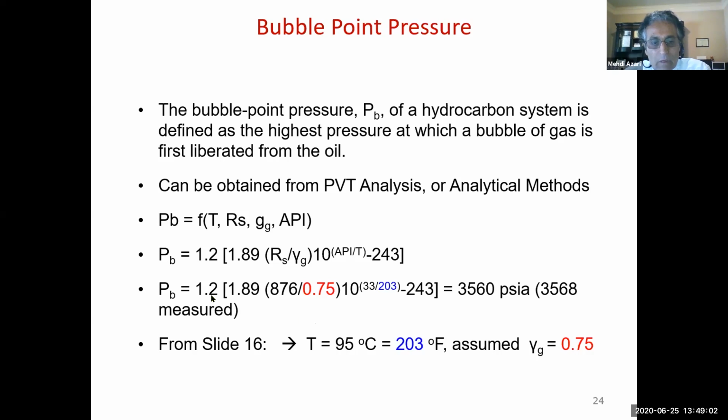I plugged in the numbers. I didn't have gamma G in that analysis, so I put roughly 0.75 for the gas. API was 33, and temperature was, now this is in degrees Fahrenheit, all right? It comes to 3550, sorry, 3560. The one that was measured in the lab was 3568. This is excellent agreement. So this is a correlation, and this is actually measured in the lab. This is very good.